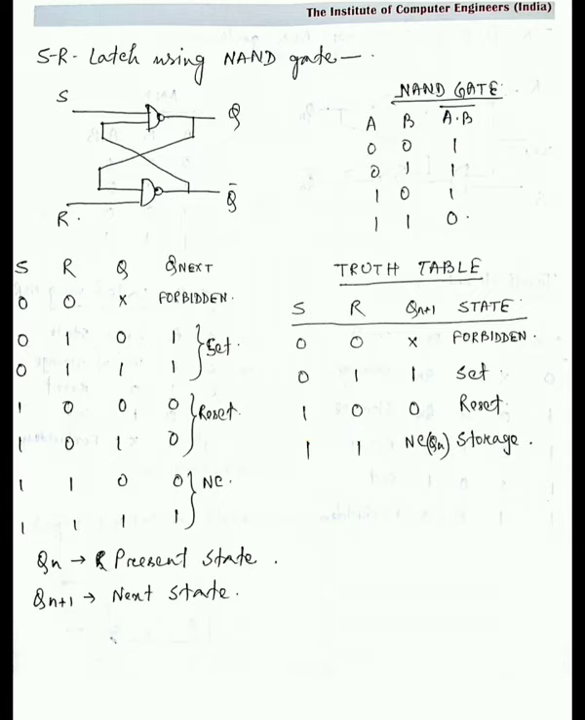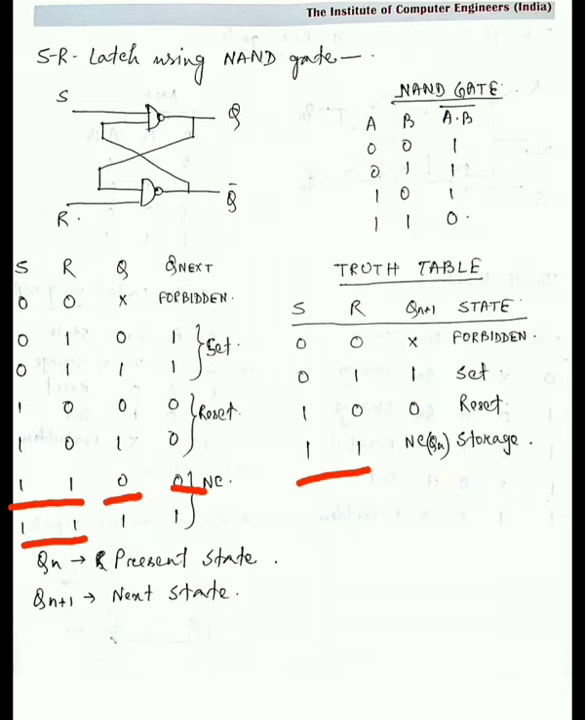So it is known as reset condition. Okay. Now our last point, 1 1. If S and R both are 1, then whatever be the value of Q, there will be no change. No change means if the input was 0, output is also 0. If the input was 1, output is also 1. That means it stored its previous state. That is known as its storage.